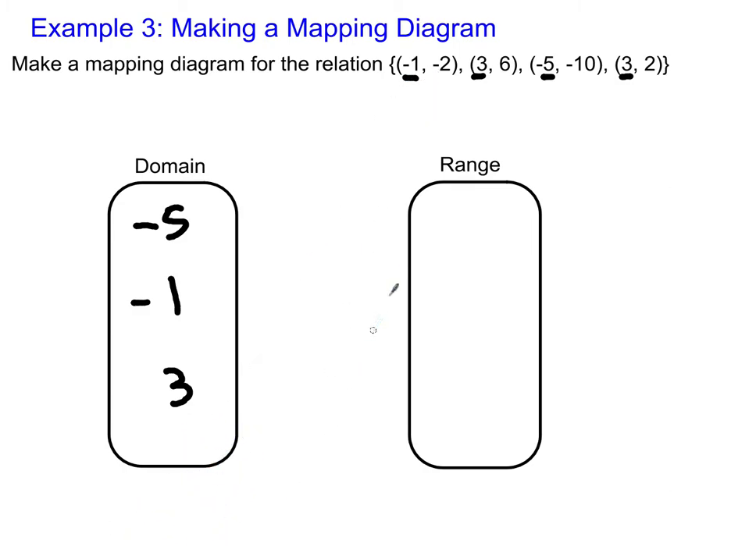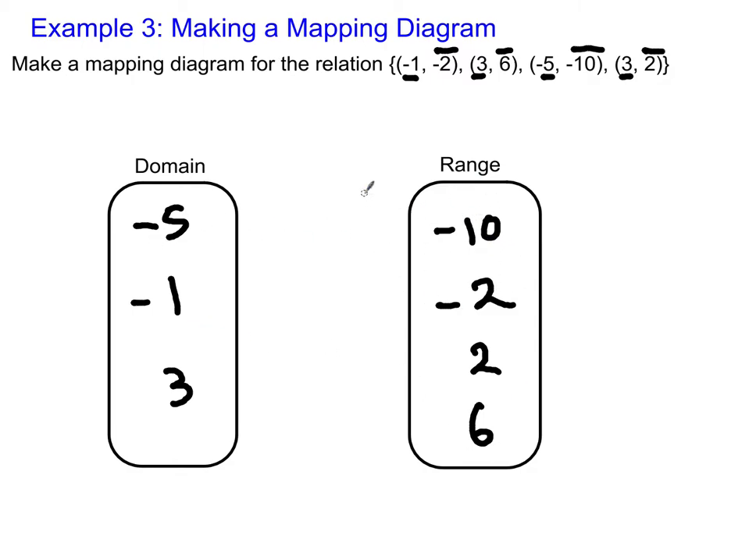Okay, then next we have the range values. That's these, the y values. The smallest y value is -10. The next smallest y value is -2. And then we have a 2 and 6. So we've written our domain and our range in order from least to greatest.